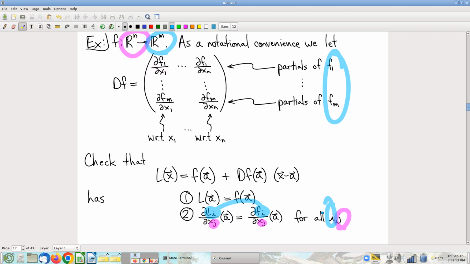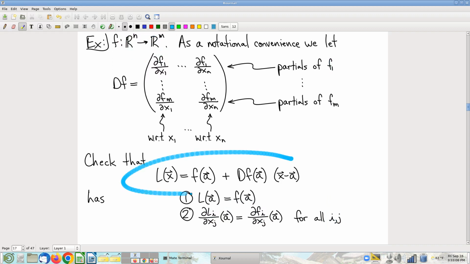So again, just to say it briefly, I want L to look just like F in terms of all of its partials. That's ultimately all that's saying. Okay. Right, and here's the answer. And this is about where we ran out of time last time.